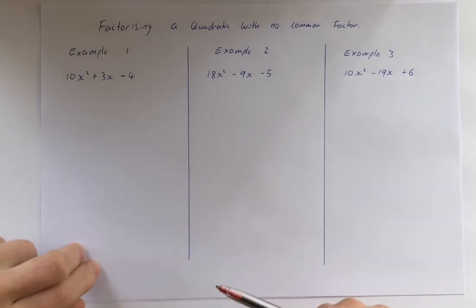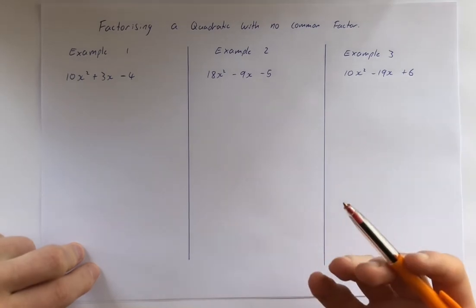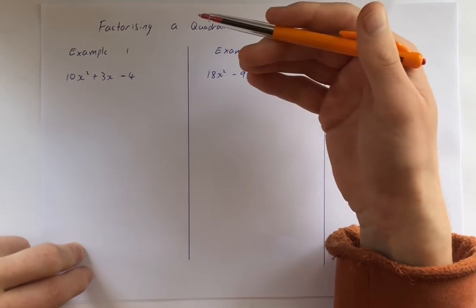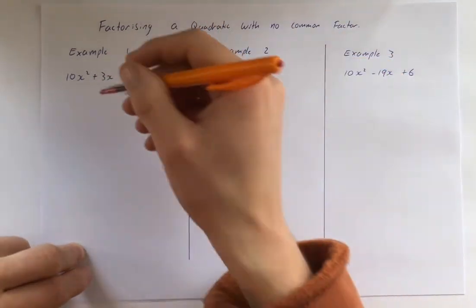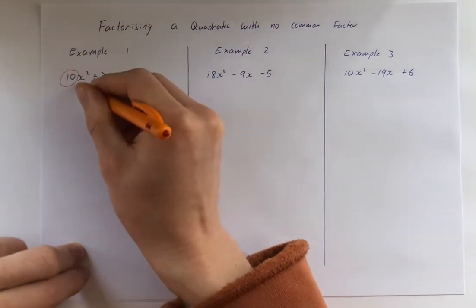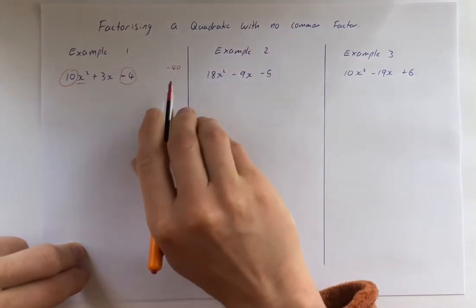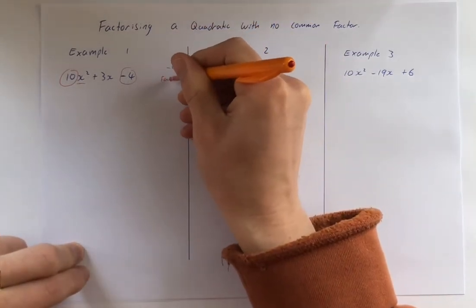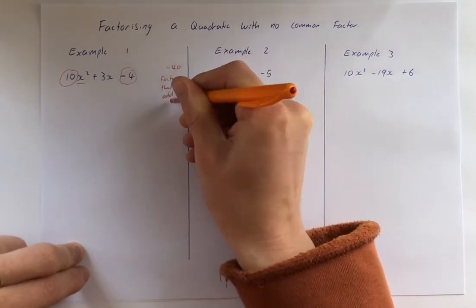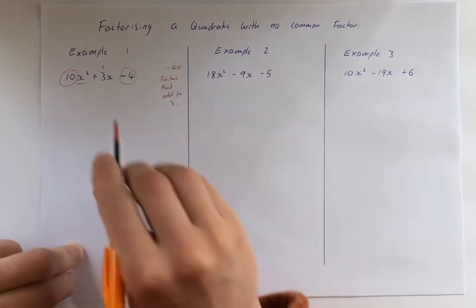Now, maybe next year your math teacher might be able to prove this or go through this with you, but if you're in year 10, just maybe going through the basics of the NCEA curriculum as well, we just go with this method. So what we do is we multiply the first term in front of the x squared by the constant. Multiply those, you get negative 40. And we're looking for factors that add to 3.